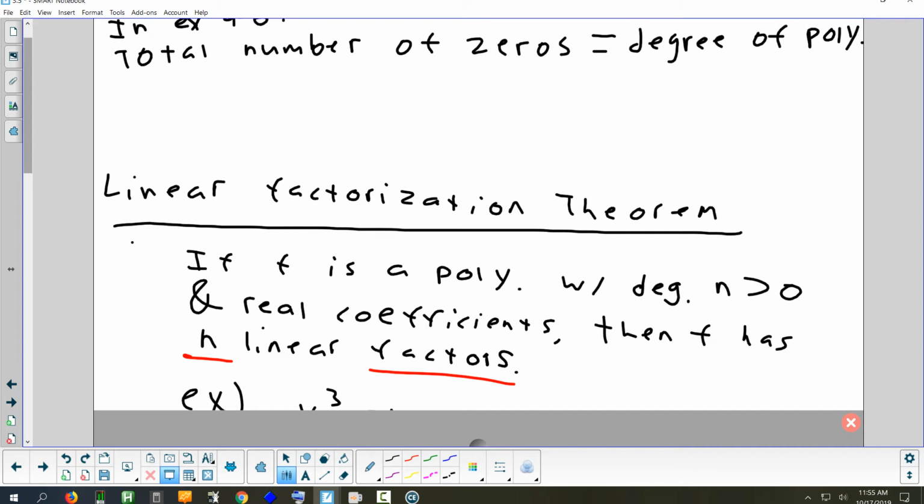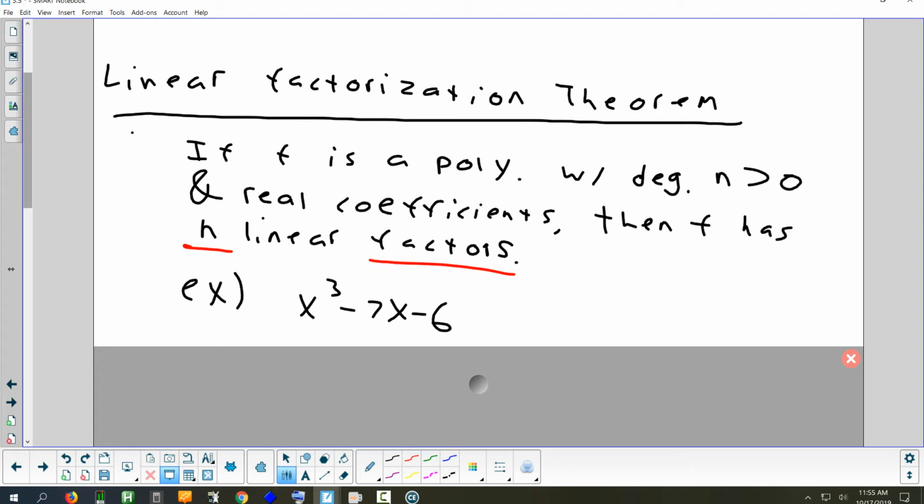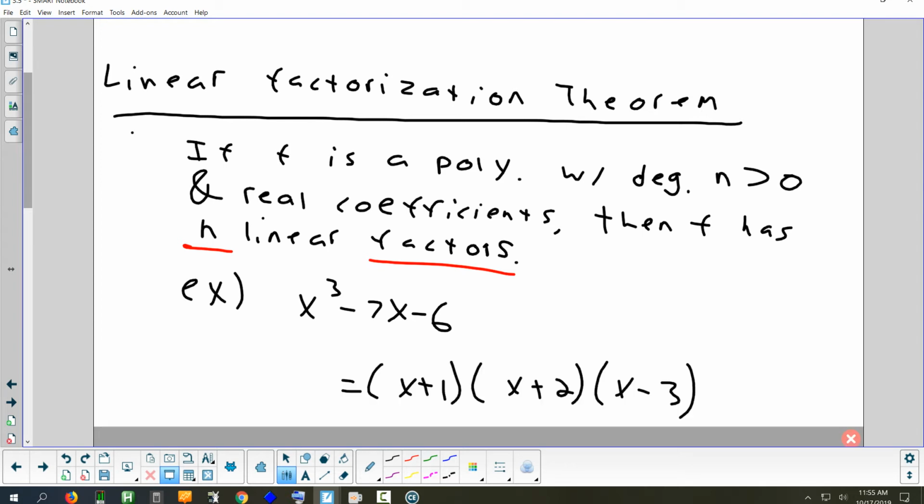You're trying to factor a quadratic, that's an exponent of 2. You're going to need 2 sets of parentheses. You want to try and factor a cubic. How many sets of parentheses would you need to factor a cubic? Yep, 3. Because there's 3 roots to that, which means there's 3 answers.